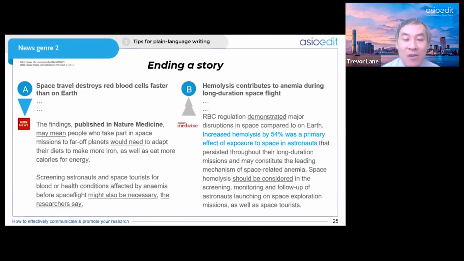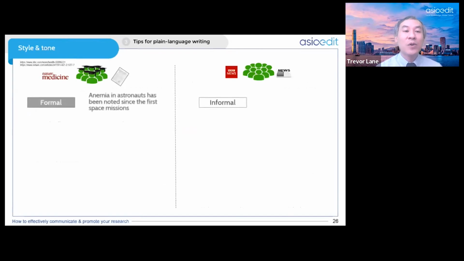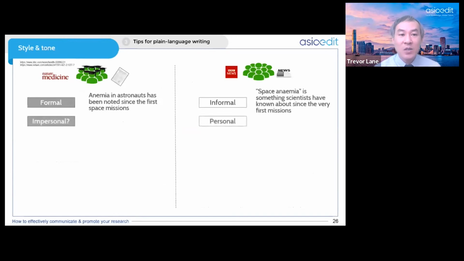And then remember, Nature Medicine puts the methods right at the end. So here I've put the methods at the bottom of the Christmas tree. So let's compare academic and non-academic more closely. So the formality is going to be more formal in a journal. Anemia in astronauts has been noted, so passive. The news would say space anemia is something scientists have known about since the very first missions. So very approachable language, but the same information.